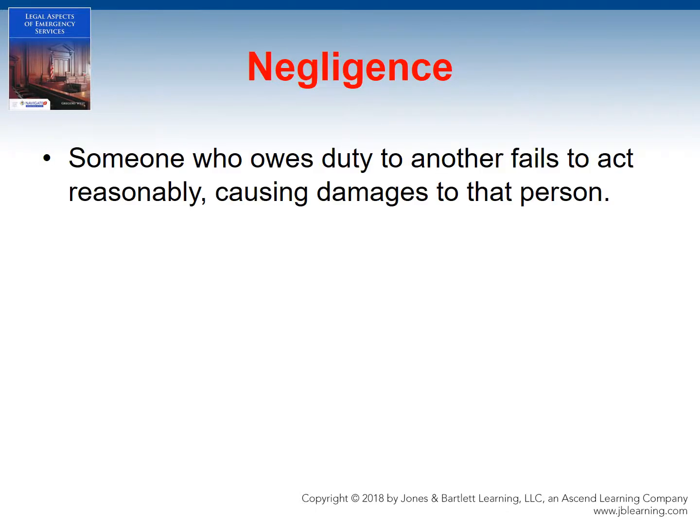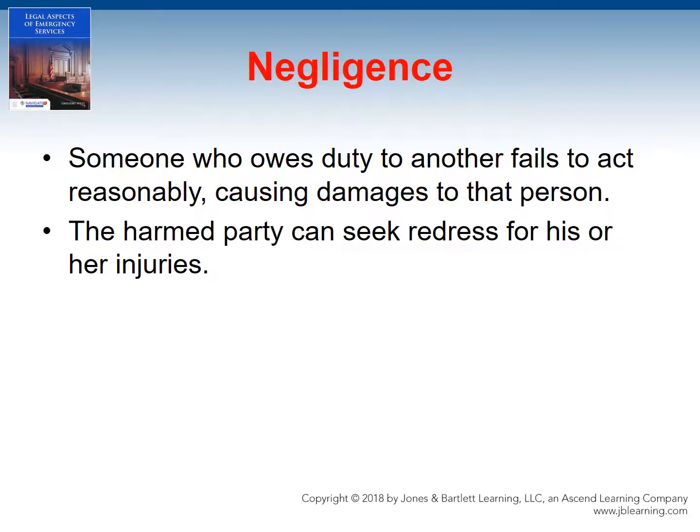Simply stated, negligence occurs when one person owes a duty to another, the person fails to act reasonably, and that action or failure to act causes damages to the victim. In such a case, the harmed party can seek redress for his or her injuries from the negligent party deemed responsible for those injuries.